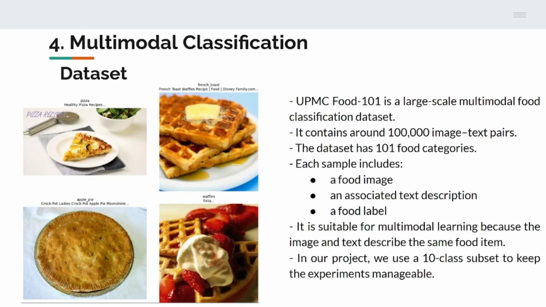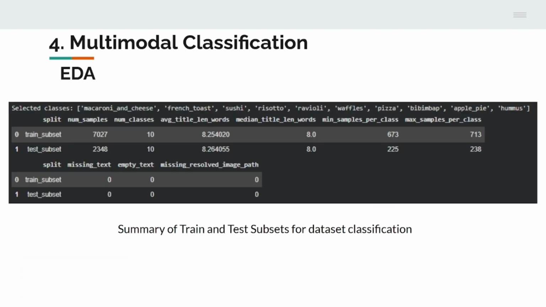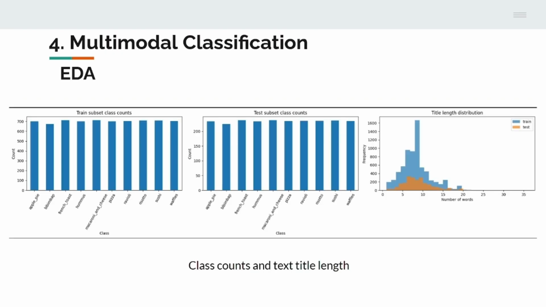So UPMC Food 101 is the multimodal food dataset with 100,000 image-text pairs, where each sample contains an image, its text description, and the food label. And we use the 10 class subset so that the experiments stay manageable. For EDA, we found that the subset is clean and balanced, with no missing text or missing image, and the title text is short, around 8 words on average. The train and test image distribution is also very similar.